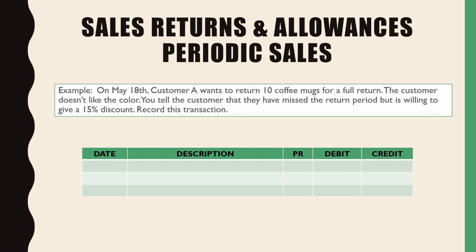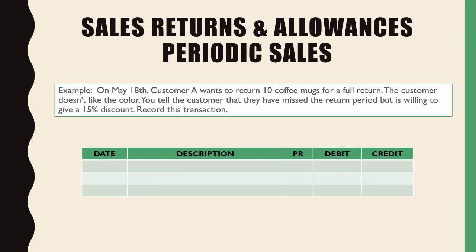So in this case, he's trying to return 50 mugs. But we cannot, because he missed the period. So we can only give him a discount off of the 50 items he's returning. You can't just give a random discount on all the items, right? Because they purchased it on the 1st of May.